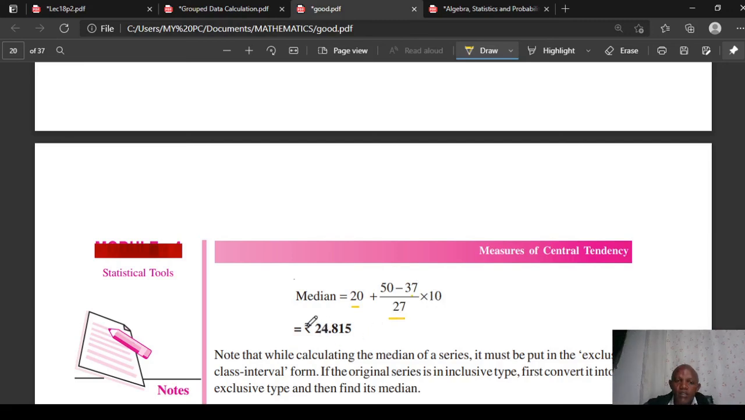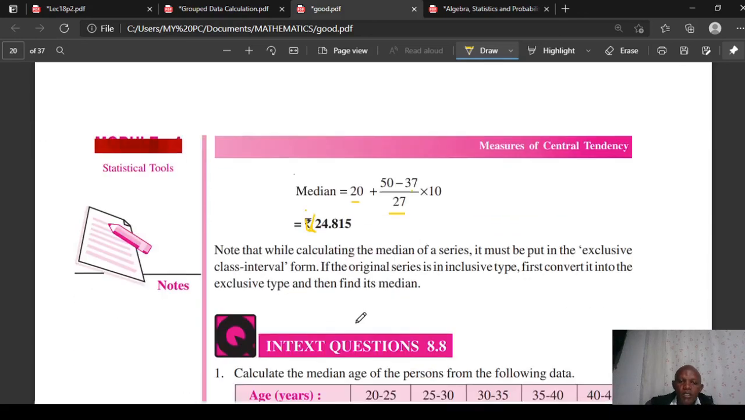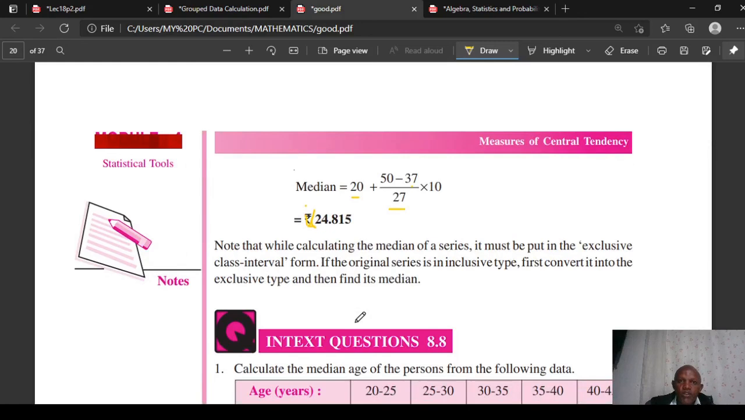Then when you get that, you get Kenya shillings, for example, 24.815, and we can stop there and think about it, then we can move forward. Thank you.